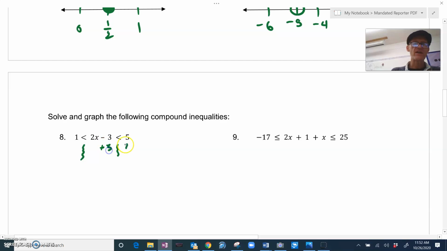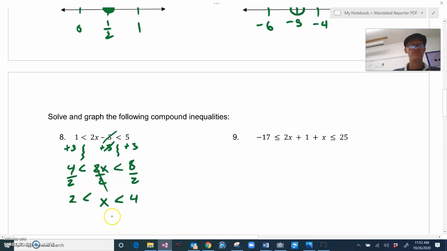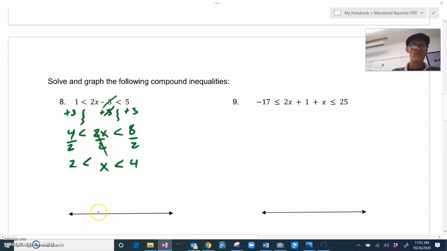So I'm going to add the 3, add the 3, and add the 3 to start taking this apart. I get 2x here, less than 8 on the right, and greater than 4. Finish it off, divide by 2, and I get x is less than 4 and greater than 2. So the two values will be 2 and 4, and open circle because it's not or equal to, and it's in between, smaller than 4 and greater than 2, which is in between here. All the numbers in between, okay?